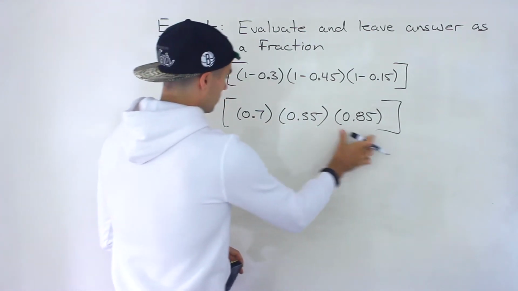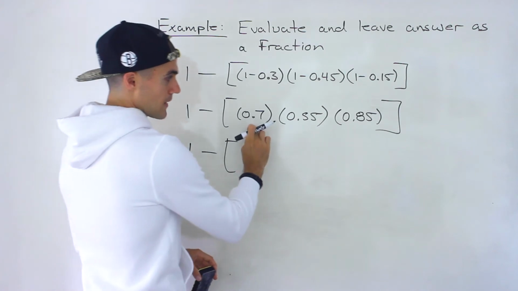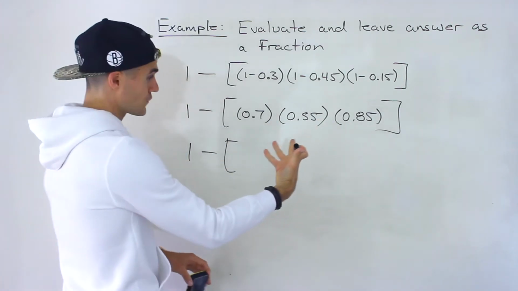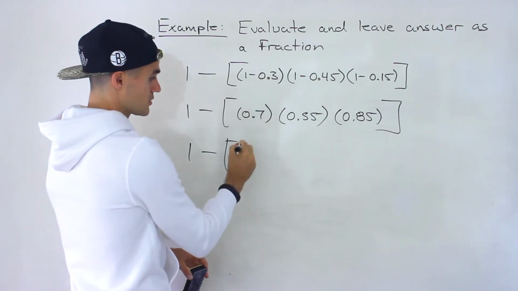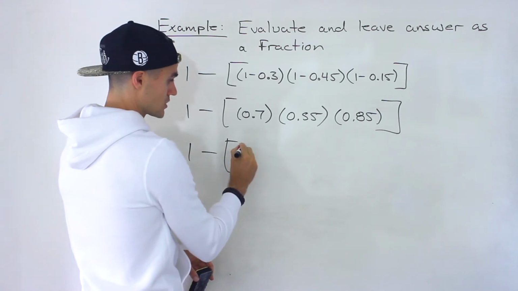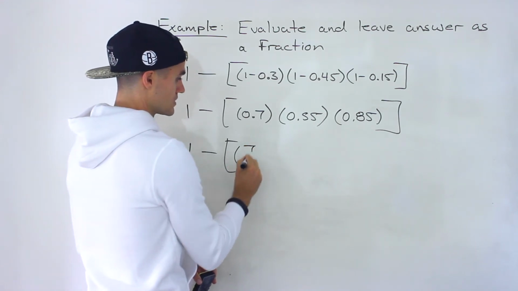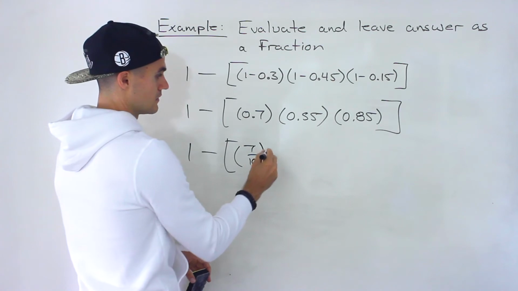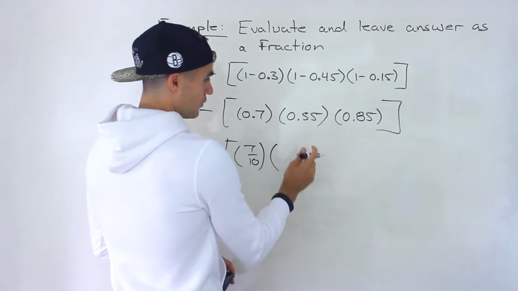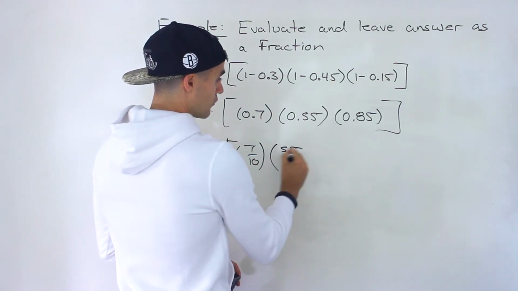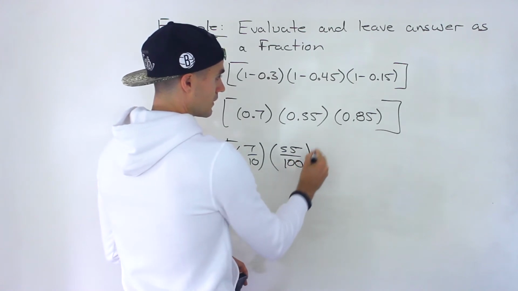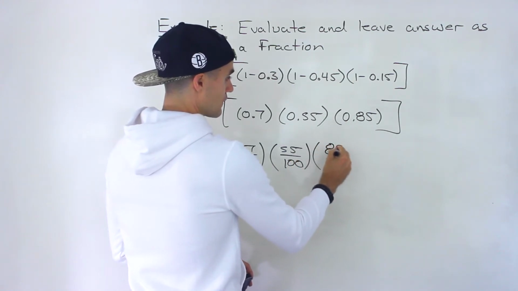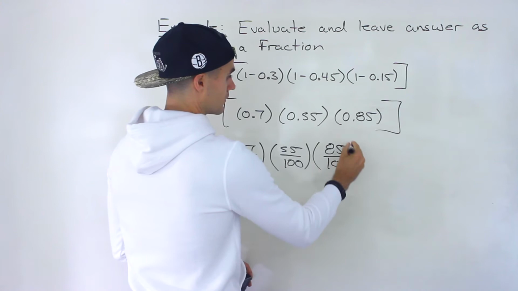notice all of these are going to multiply, and then we've got a minus here, so using BEDMAS, we're going to have to multiply those first. And so the 0.7 as a fraction, that's equal to 7 over 10. 0.55, that's like 55 over 100. And then 0.85, that's like 85 over 100, like that.